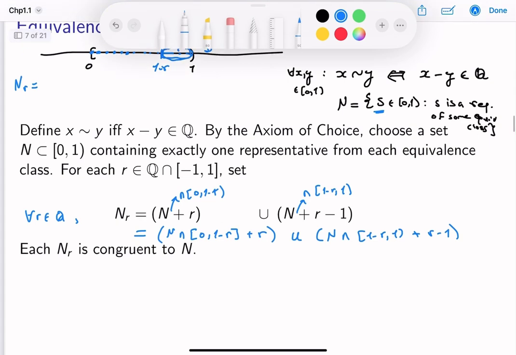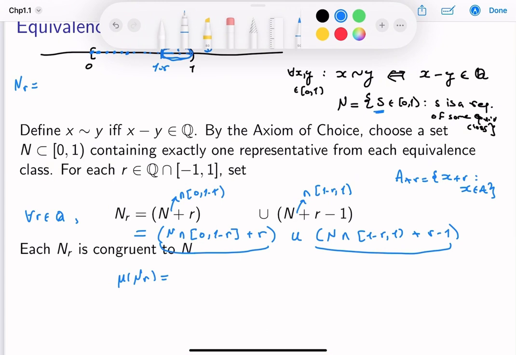So when we write a set plus a number, we mean translate every element of it by that number and get that set. So A plus r is the set of all x plus r, such that x is in A. So we're going to define these N_r's, and what's nice about this is that if you look at the measure of an N_r, for every r, this is going to be the measure of this plus the measure of that, because these are disjoint.